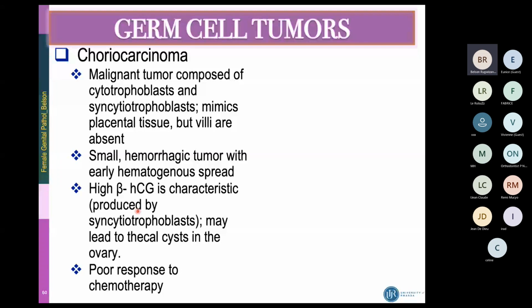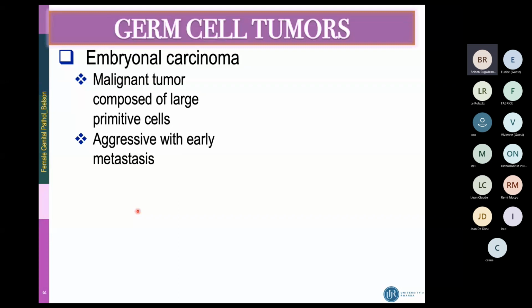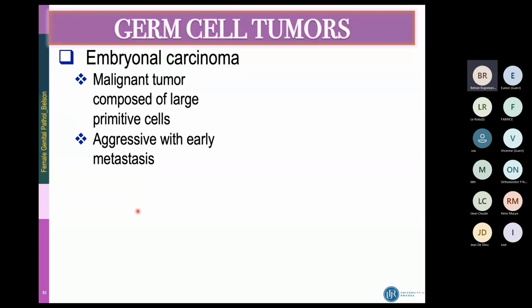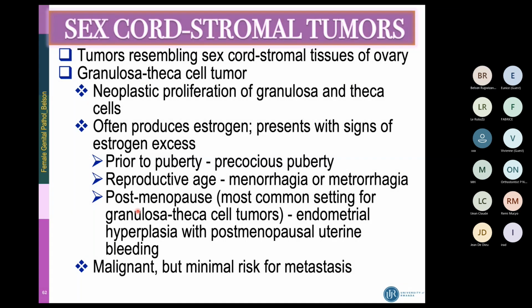It has a poor response to chemotherapy, this choriocarcinoma which doesn't arise from the pregnant products. So the one in the ovary, the way it responds is not the same as the one arising from the placenta itself. Embryonal carcinoma, we saw it in the morning, is very aggressive with early metastasis as compared to other tumors such as seminoma or germinoma.